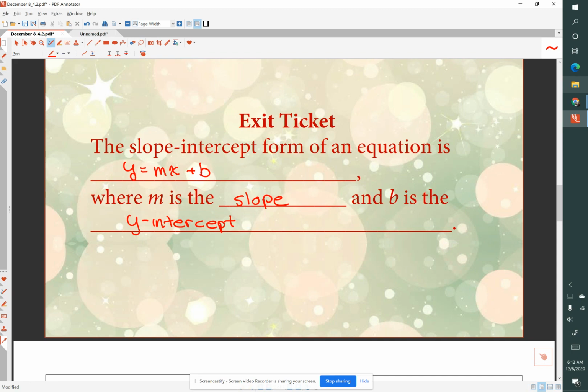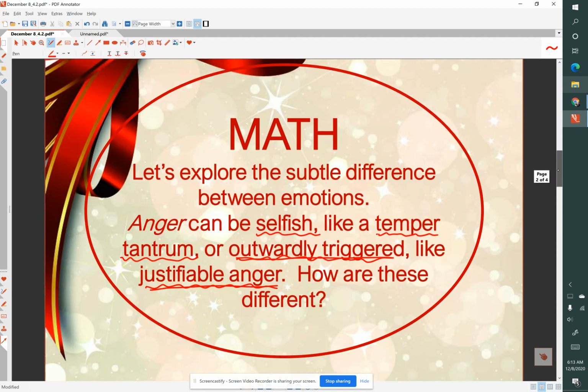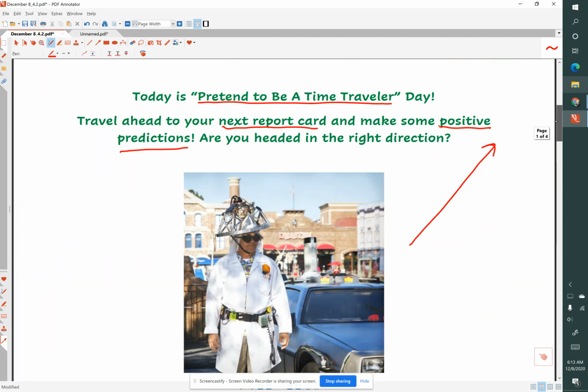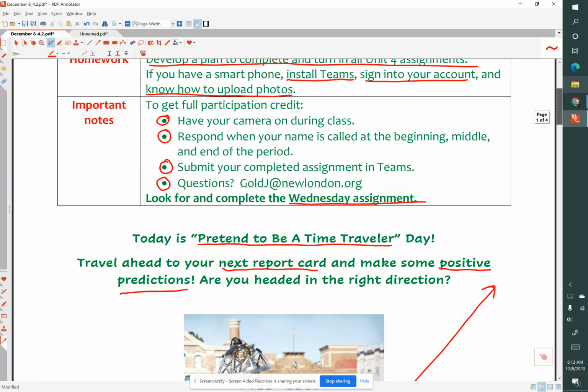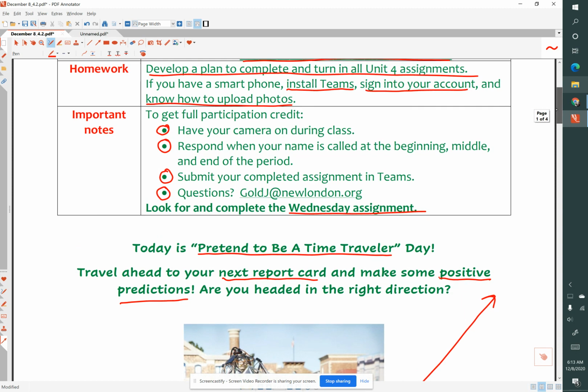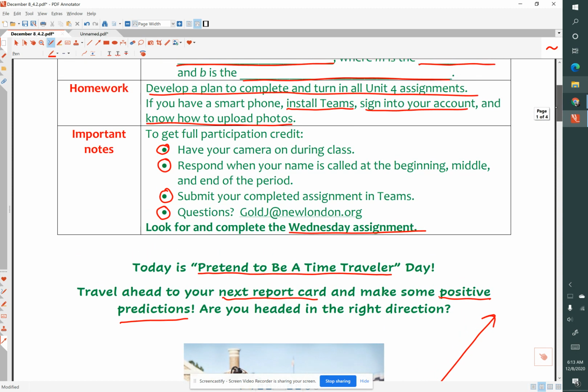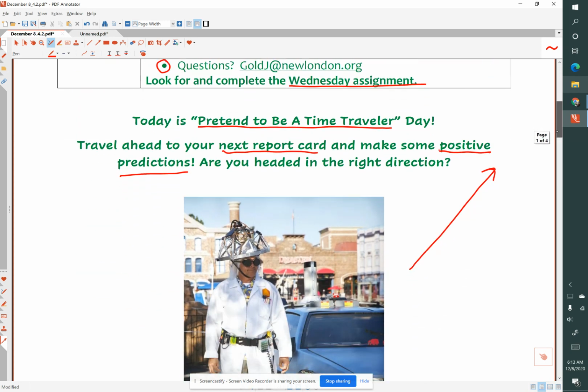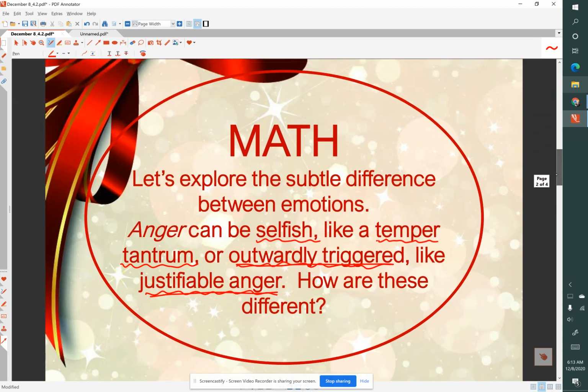So that's it for today. I gave you kind of a special homework. I want to make sure that you really are good at uploading your photos of your work onto Teams. And I want you to make sure that you have a plan to turn in all of our Unit 4 assignments. Believe me, a lot of algebra isn't good test taking. It's good effort. And if you do that, you can be very, very successful.